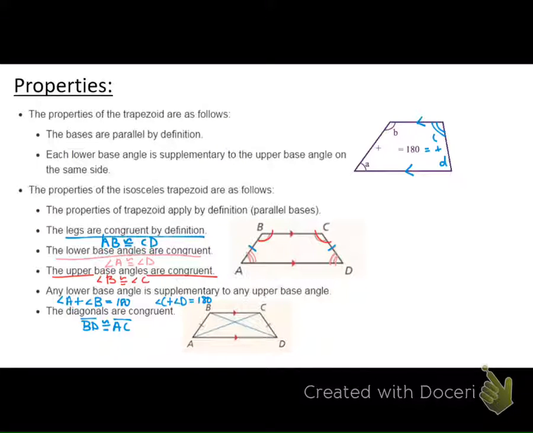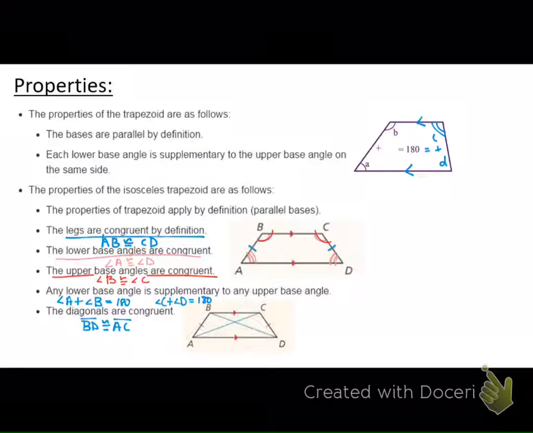No. Consecutive angles are supplementary. Technically, this is not true for either of them. These two are supplementary, but are these two supplementary? No. So we can't say that one for this one because it's not all sets of consecutive angles that are supplementary.